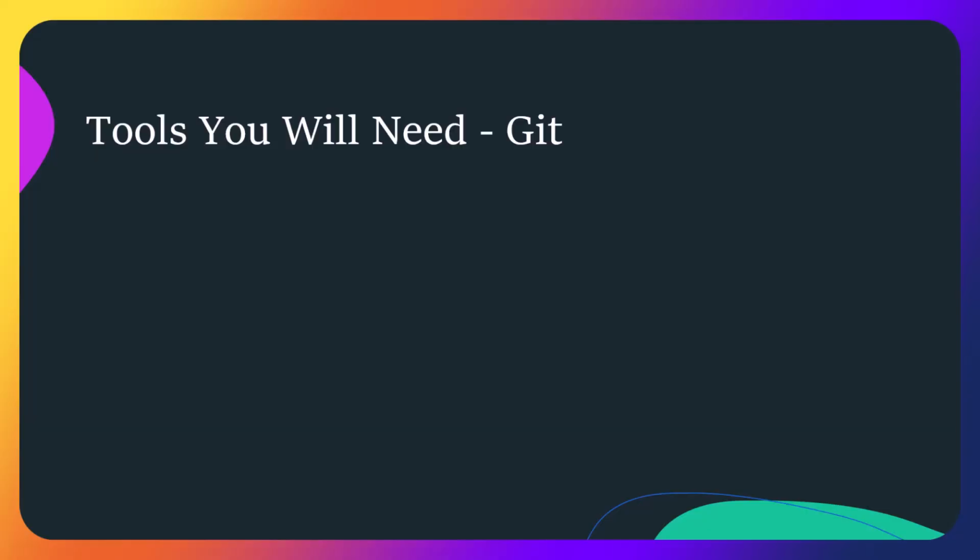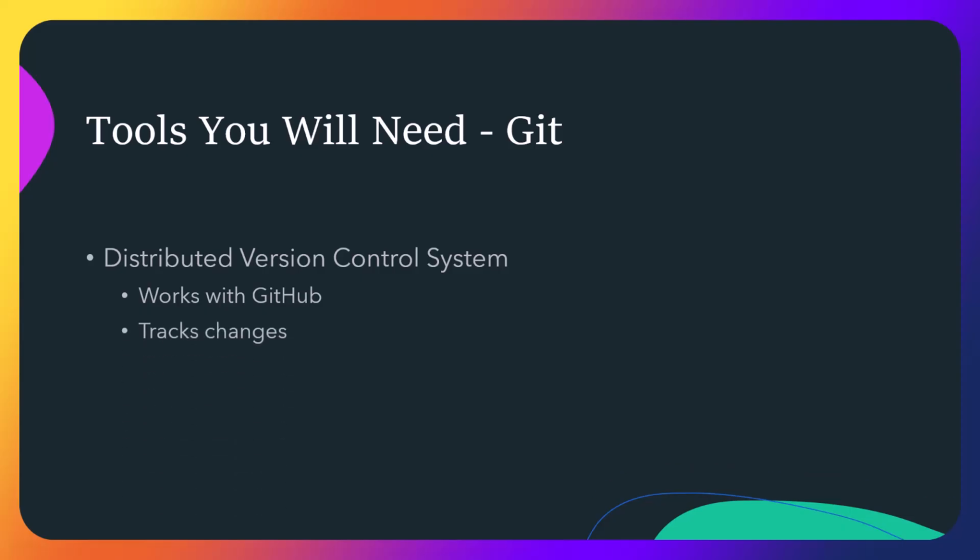Among the tools you will need for working with GitHub is Git. Git manages the GitHub repository. Git is a distributed version control system. It works with a number of version control systems like GitHub. It's designed primarily to track changes to source code, but also works just as well for generalized documents. And it also provides backup and version control history for them.